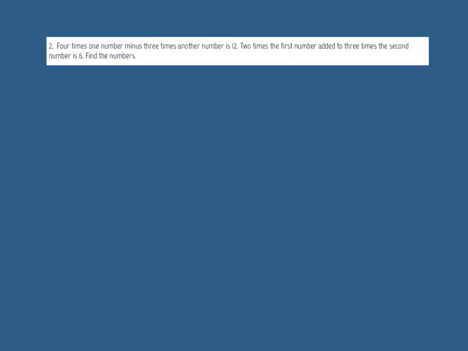My next problem, they're wanting me to change this from a verbal expression to an algebraic expression. So I've got 4 times one number, so I'm going to say 4 times x, minus 3 times another number, y, is 12. And the second sentence says 2 times the first number, so 2x, added to 3 times the second number, or y, is 6. So there, you see I've got both equations. So now I'm going to solve these.